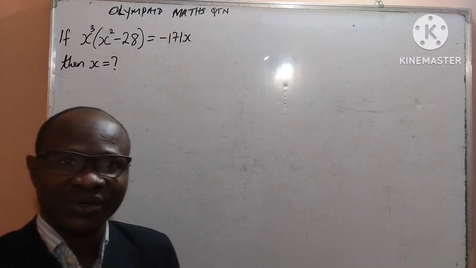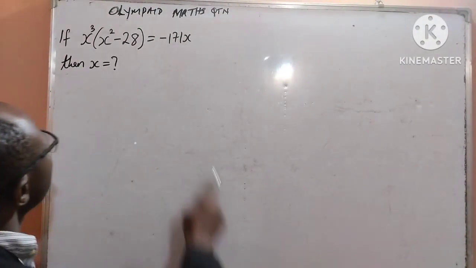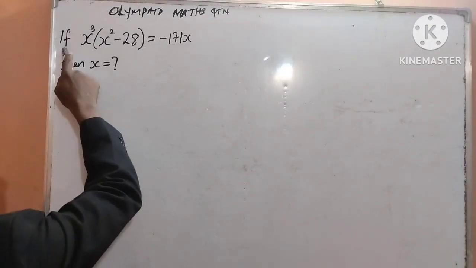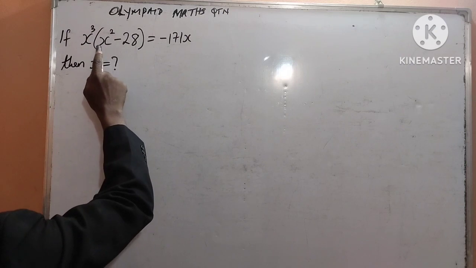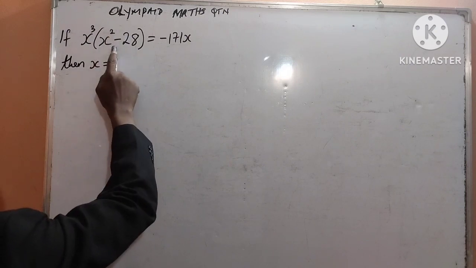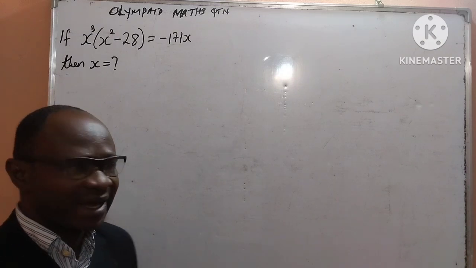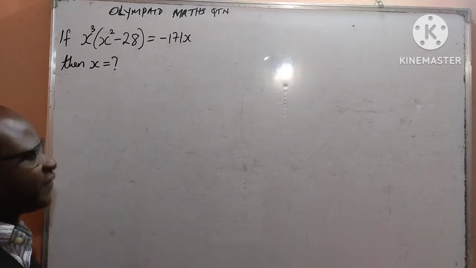I am tutor Quintic. In today's math class, we shall be solving an Olympiad mathematics question. It is already written on the board. If x raised to the power 3 multiplied by x raised to the power 2 minus 28 is equal to minus 171x, then what is the value of x?